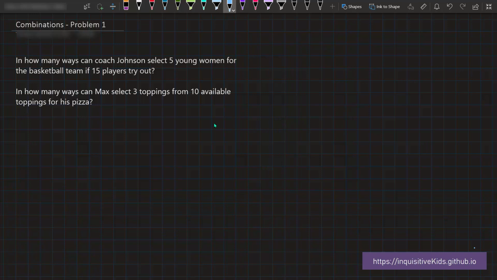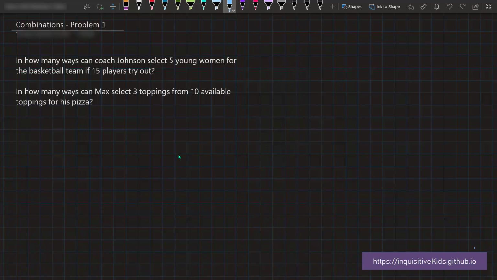In how many ways can Coach Johnson select 5 young women for the basketball team if 15 players in total try out? Right off the bat, we know that this is a combinations word problem, not a permutations one. Why? Because in permutations, order does matter, but in this problem, it does not clearly specify the order that Coach Johnson is selecting 5 young women for. There's no such thing as the best player, the second best player, the third best, fourth best, or fifth best. It's just 5 players. So this means that there is no order in how he is choosing these teammates.